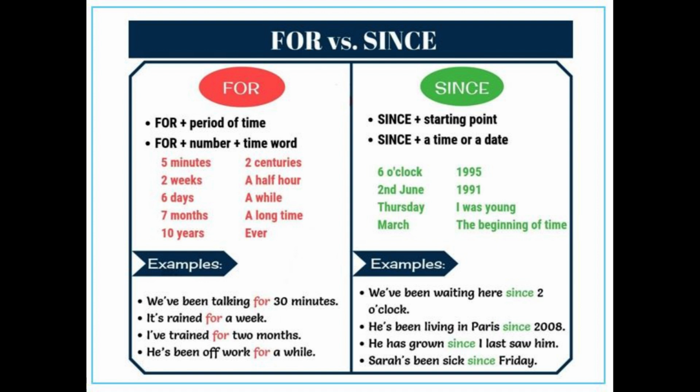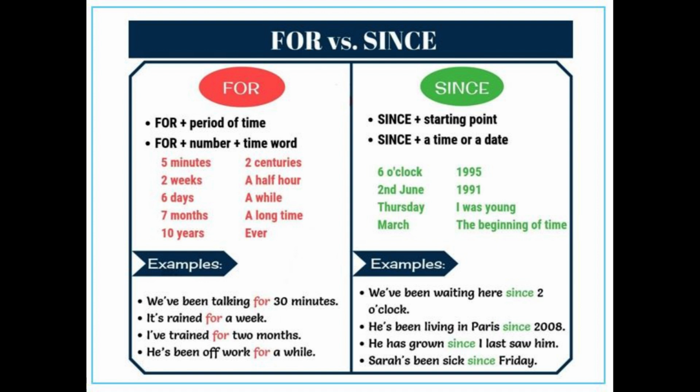We've been talking for 30 minutes. So 30 minutes is a duration of time. So we are not going to say we've been talking since 30 minutes. We are going to say we have been talking for 30 minutes. And the same sentence could be said in another way using since if you want to mention a specific time.